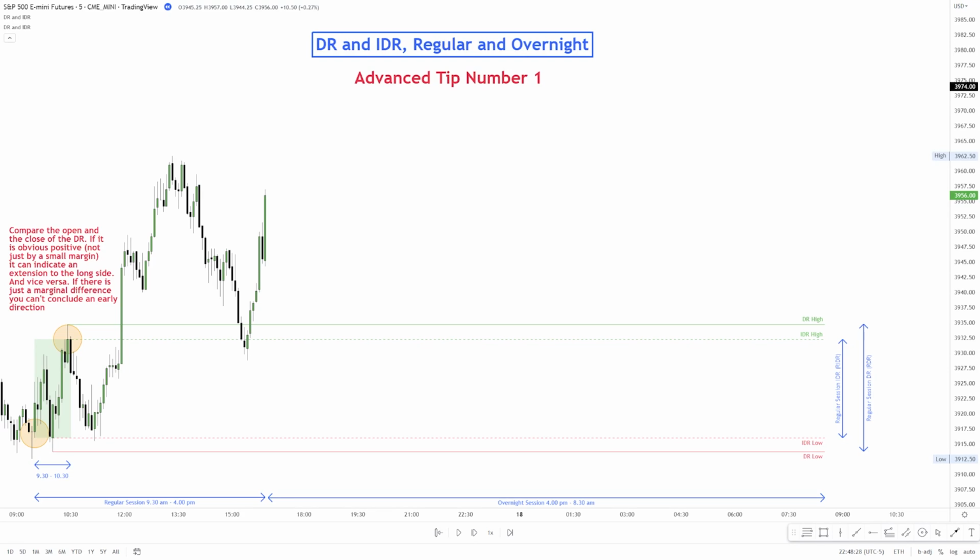Advanced tip number 1. Once the DR is finished, look at the open price at 9:30 and compare it with the close price at 10:30. If there is a reasonable incline, you should be changing your bias slightly towards the long side, and of course vice versa if you see a decline. If there's not a noticeable difference, you should stick with the neutral bias or the bias you already had before the opening.